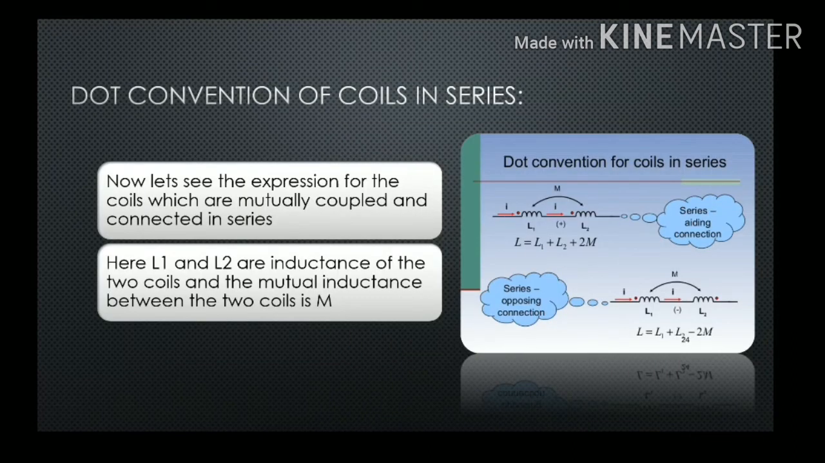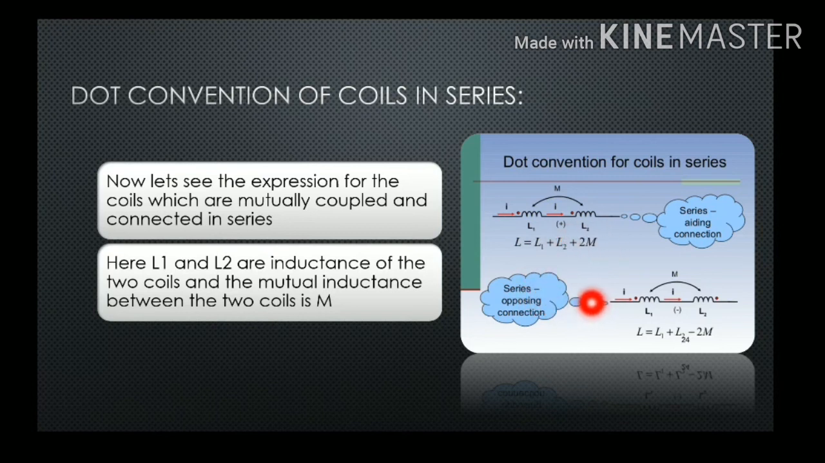Dot convention of coils in series. Now let's see the expression for the coils which are mutually coupled and connected in series. Here L1 and L2 are the inductance of the two coils, and the mutual inductance between the two coils is represented with M. This is called series aiding connection. Here the current enters both the inductor coils at the same time and leaves the inductor coils at the same time, so that in this case the L equivalent would be L1 plus L2 plus 2M.